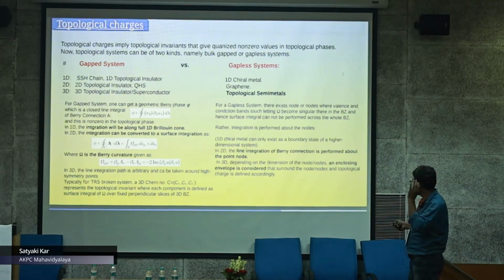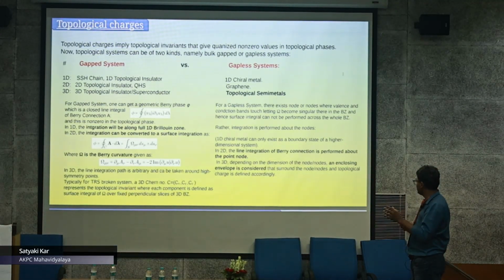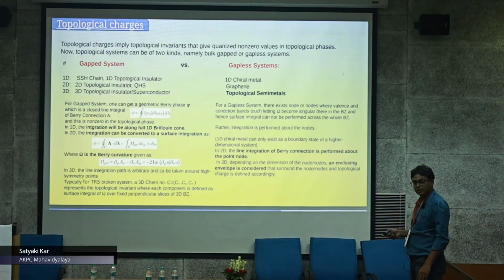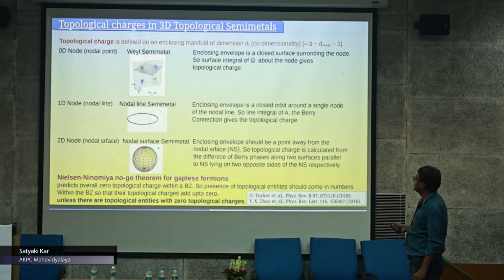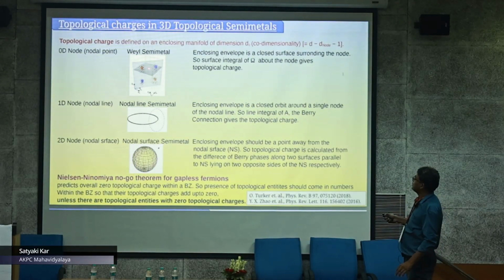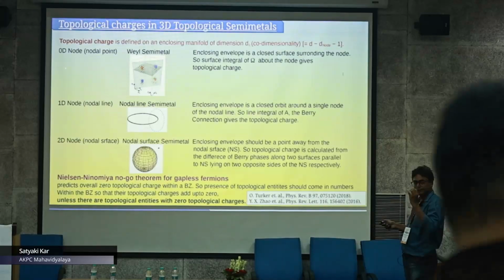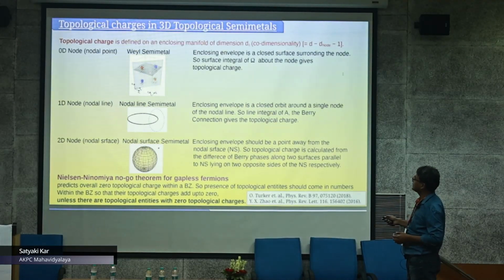So depending on the dimension of the node, we have to find an enclosing envelope that doesn't touch the node, and then on that envelope we basically define the topological charge or topological invariant. So for a Weyl semi-metal, because it's a zero-dimensional nodal point, we have to cover that up. So we consider a surface.